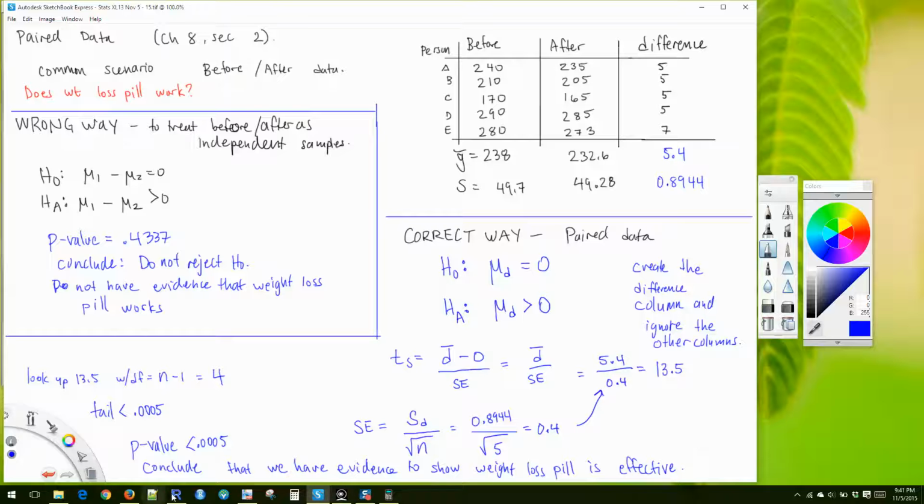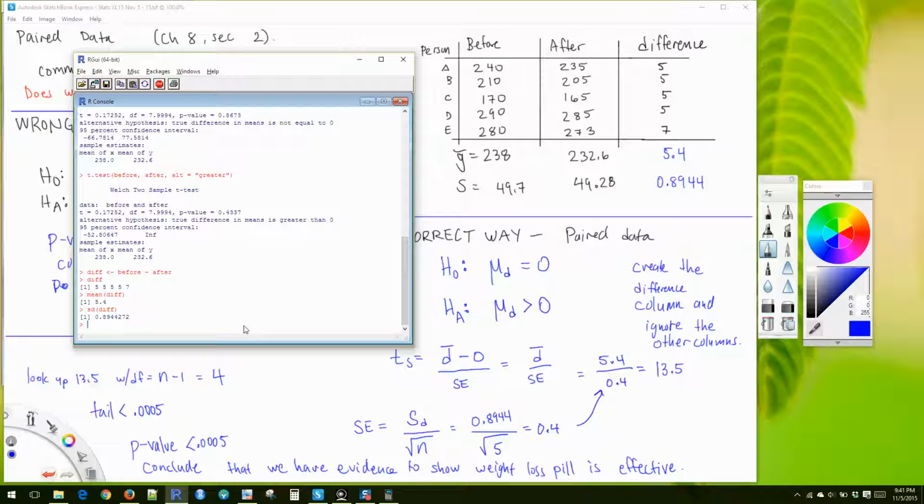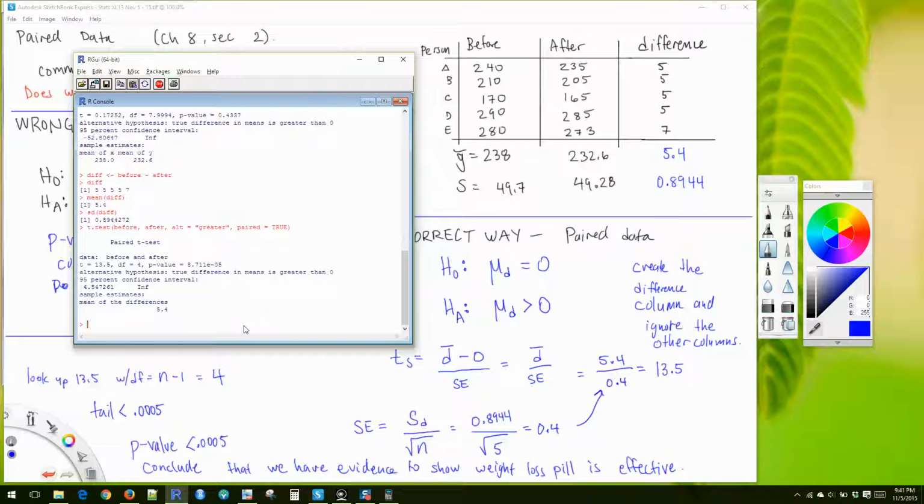This can be conducted in R using t.test, before, after, alt equals greater, and then I'd say paired equals true. Okay, and so when I do it this way, I get my t equal to 13.5, degrees of freedom equal to 4, and a p-value of 8.7 times 10 to the negative 5, so we pretty much have everything matching here.